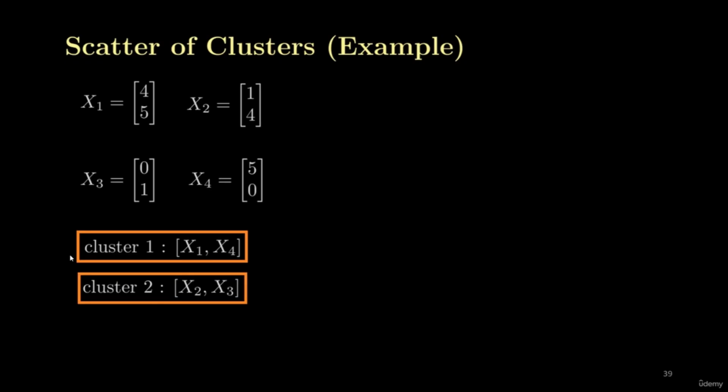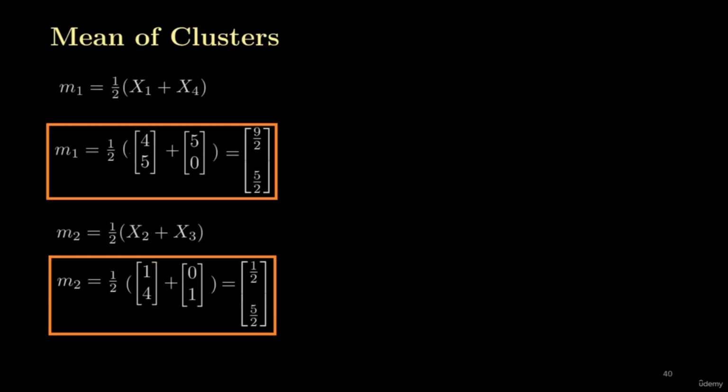Now, the clustering has already been done, and X1 and X4, these 2 data points, belong to cluster 1, and X2 and X3 belong to cluster 2. Now we can evaluate the performance of clustering. The first step is to calculate the means of the clusters. This is our first cluster, and here we are denoting the mean by M1.